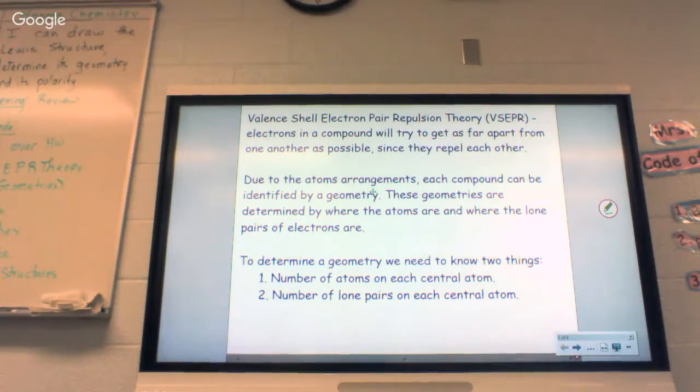All right. So the chart that I'm going to hand you is going to have two things on it. And these are the things you're going to have to memorize, which is why people hate geometry. Okay? So, to determine the geometry, what are you going to have to find about the molecule? After you draw it, you're going to have to determine or know two things. The number of atoms on the central atom.